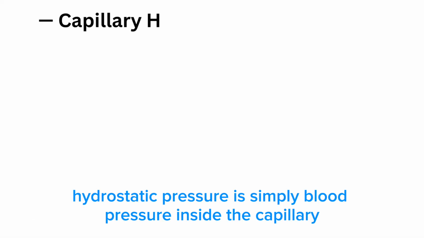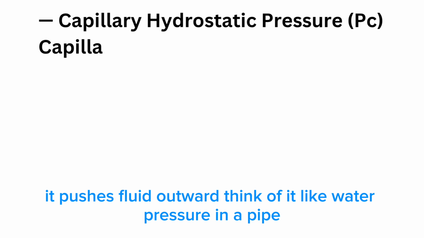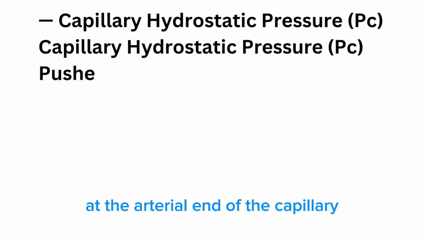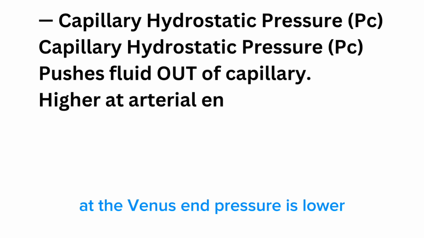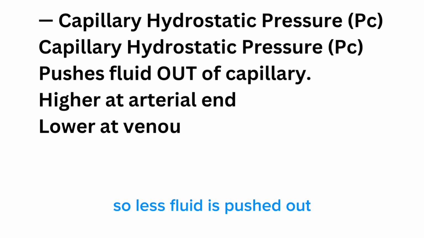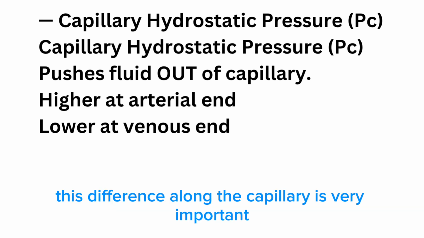Hydrostatic pressure is simply blood pressure inside the capillary. It pushes fluid outward. Think of it like water pressure in a pipe. At the arterial end of the capillary, pressure is higher, so more fluid is pushed out. At the venous end, pressure is lower, so less fluid is pushed out. This difference along the capillary is very important.